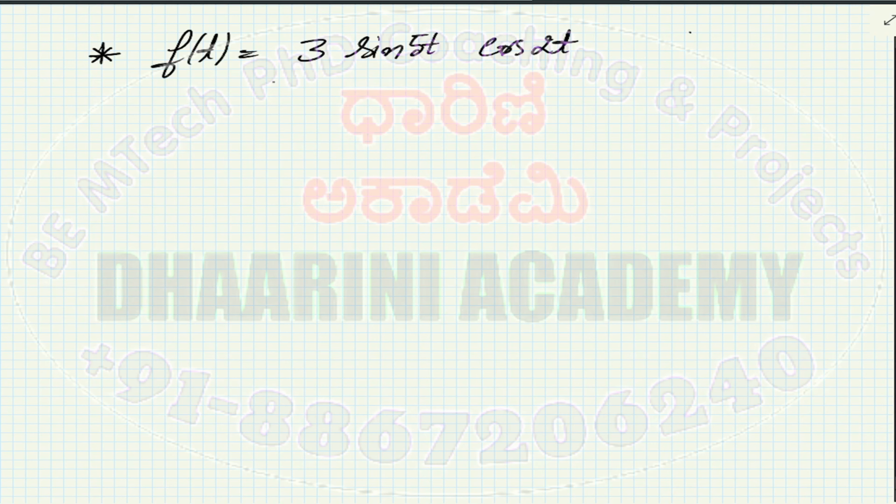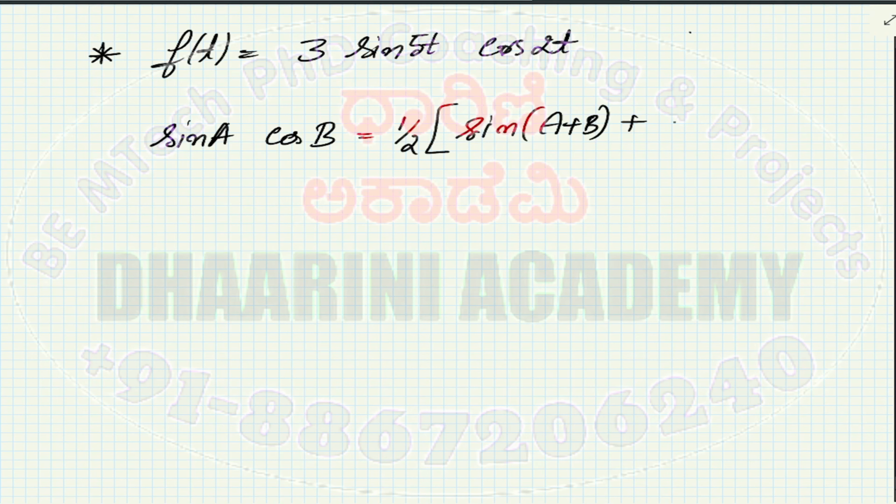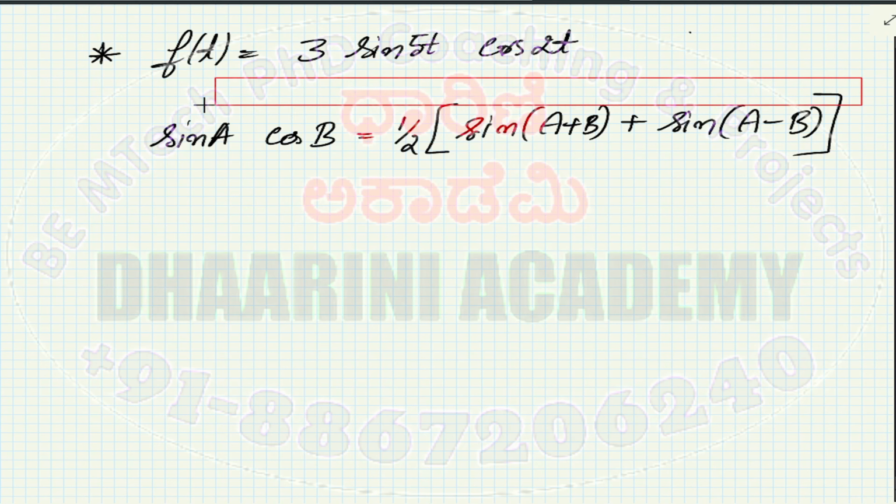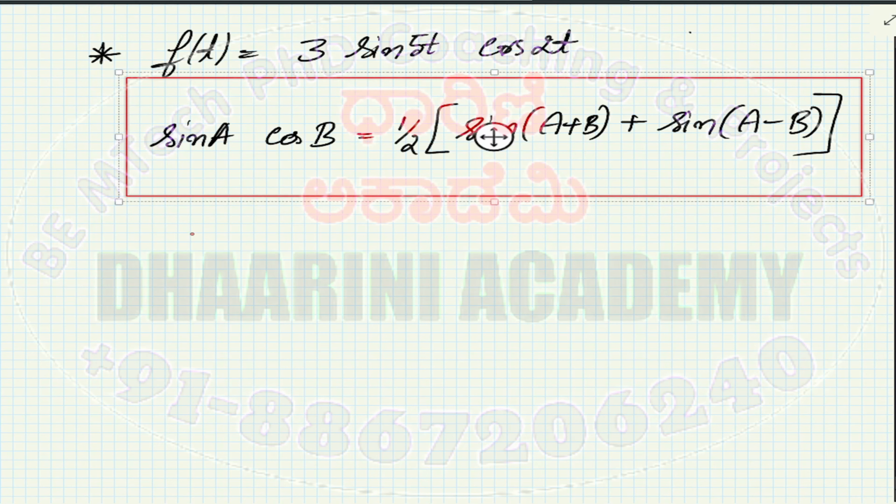So we apply a property from trigonometry. Okay, that is, if I see sine A and cos B, like this, sine 5t cos 2t. If I have sine A cos B, then I can replace this as half of sine of A plus B plus sine A minus B. I need to apply this rule. Okay, so this is the identity I am using now.